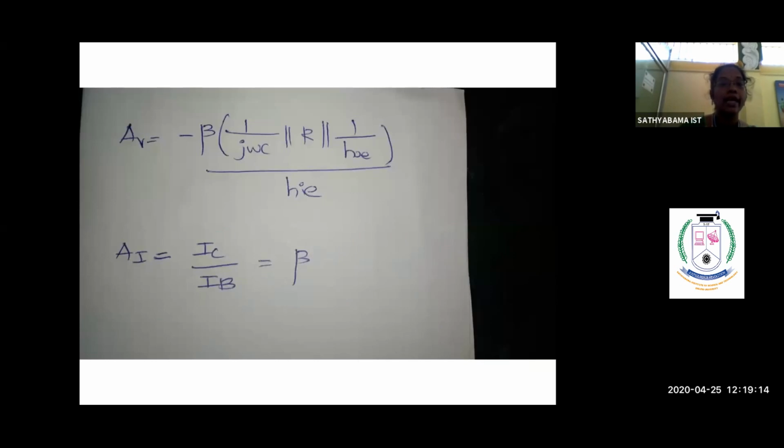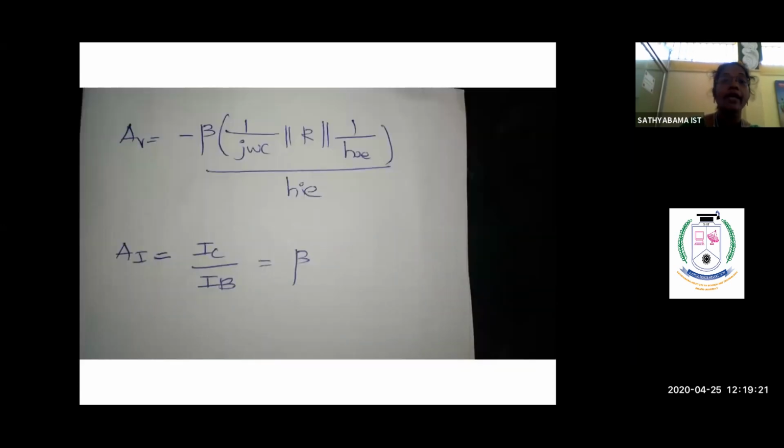And we have three components at the output side, all connected in parallel. So V0 can be written like this. Why the minus symbol here? Because the current flows in the opposite direction. So we are taking the reactance of the capacitance, 1 by j omega C, parallel with the resistor R, parallel with 1 by HOE. Then we need to find the voltage gain, which is the ratio of V0 and VI. V0 is given by minus IC into 1 by j omega C parallel with R parallel with 1 by HOE, and VI is IB into HIE. By cancelling IB, we have simply 1 by j omega C parallel with R parallel with 1 by HOE over HIE. So this is the final equation of AV.